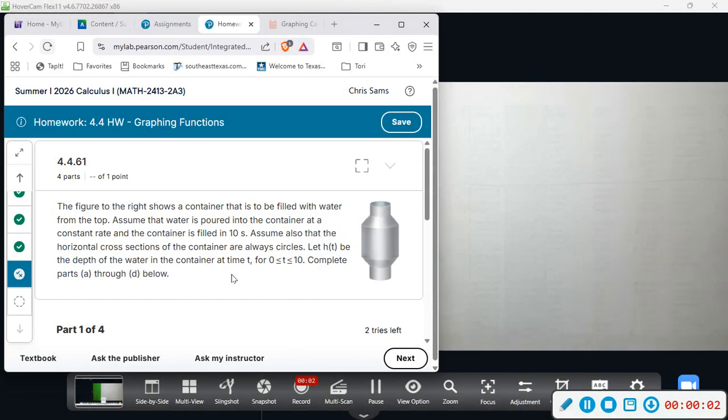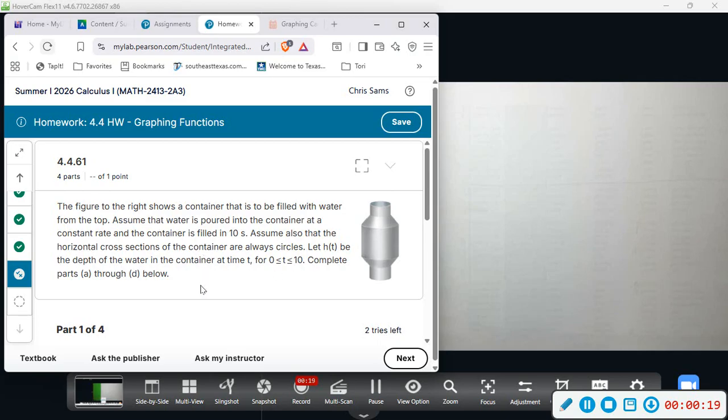All right, question number 19. We have a figure on the right, shows a container that's going to be filled with water. Assume water is poured into the container at a constant rate, filled in 10 seconds. Assume horizontal sections are always circles.